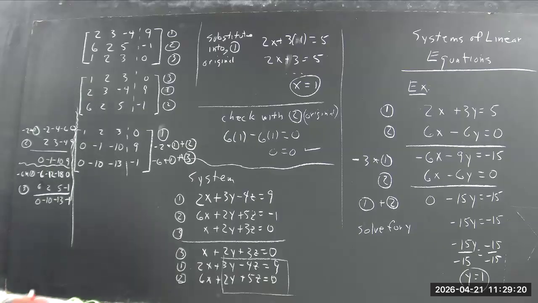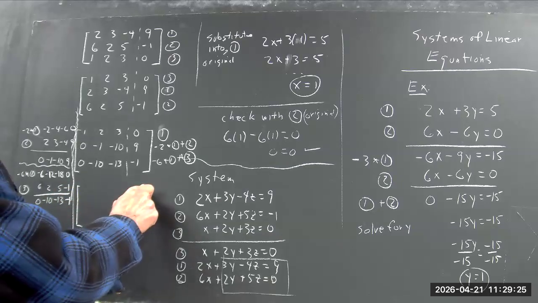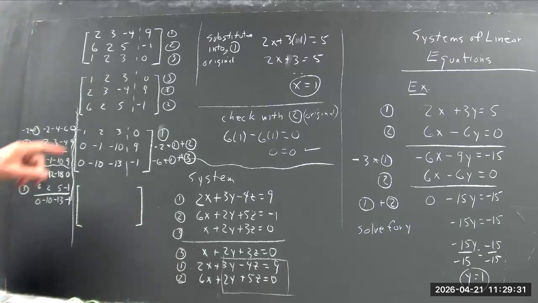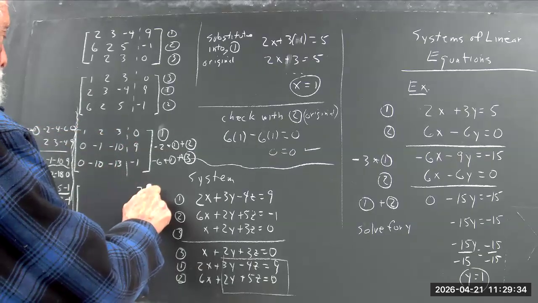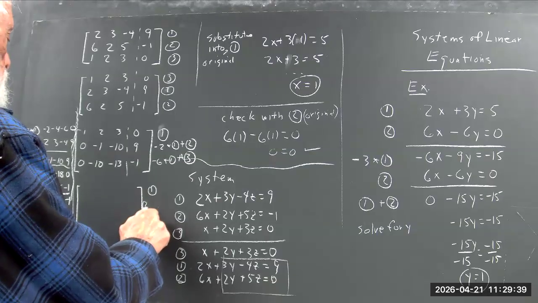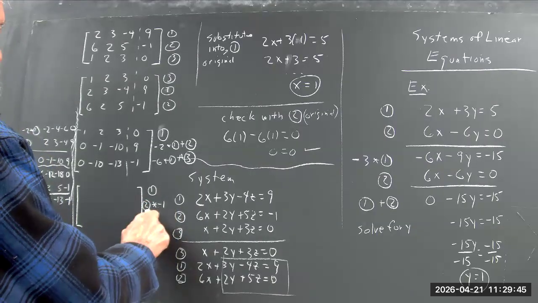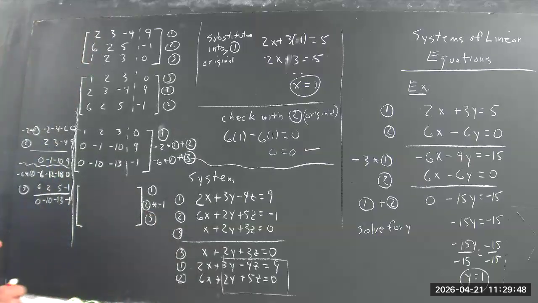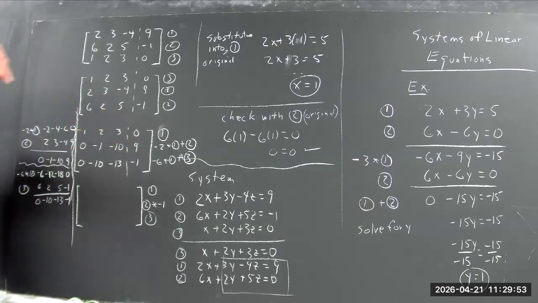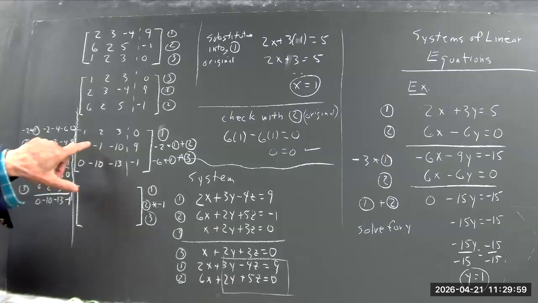Okay, now, in my next step, I like row 1 the way it is. I'm going to leave it. I could combine some stuff, but I'm not going to. The only change I'm going to make is I'm going to multiply row 2 by negative 1, so I get a 1 here. Okay? I want a 1 here.